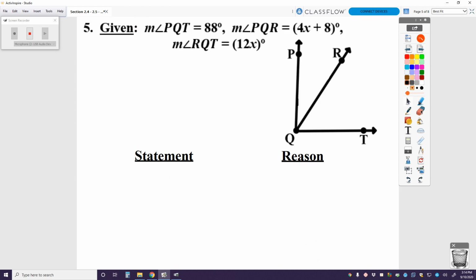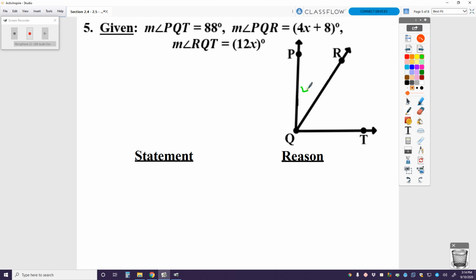Number 5. Now this looks a lot like the last problem, right? Like, oh, we got a little angle. This thing kind of looks like a right angle, but do we have that same exact setup? No, we don't. We don't know these are complementary angles. And we're actually told the angle PQT, that big angle, is 88 degrees. So it's almost 90, but it's not quite.